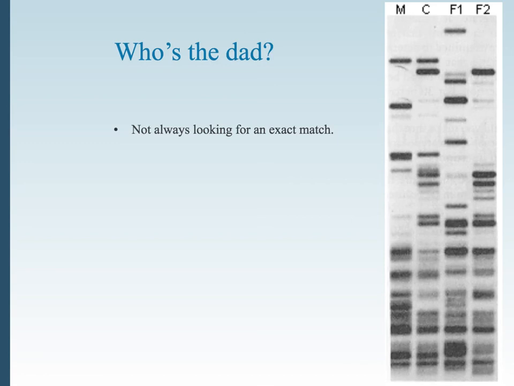So here's one where we're not actually looking for an exact match. Here we're looking to figure out who's the father of this child, and we know who the mother is. So if C is your child and here's mom, you know that the child has half the chromosomes from mom and half the chromosomes from dad. In this case, you look at the child and you say, okay, this band came from mom, this band didn't come from mom, so it would have had to come from dad, and there it is on the dad side. Father 2 in this case is the father of that child.